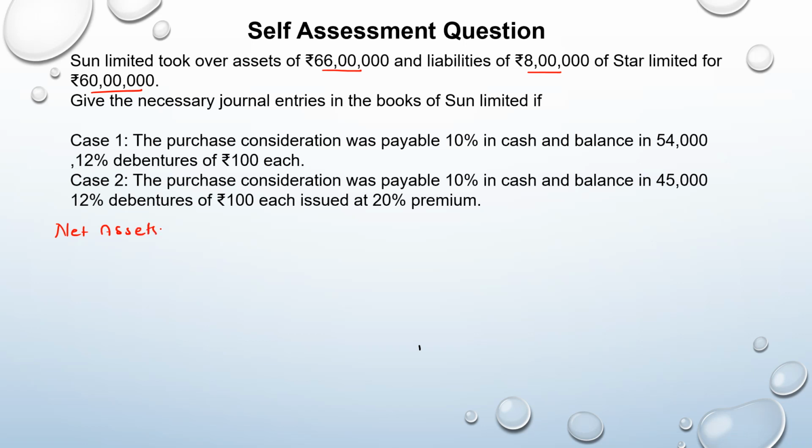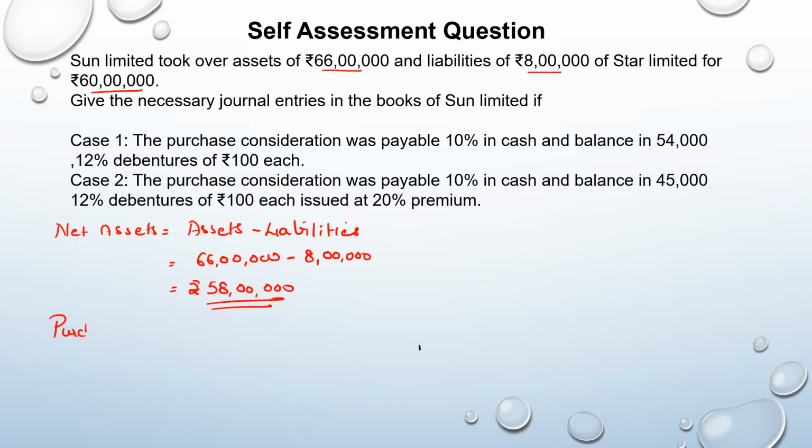The net assets is the sundry assets that have been taken over minus the liabilities which have been taken over. So here it is 66 lakhs minus 8 lakhs. That would give you net assets of 58 lakhs. The purchase consideration was 60 lakh. So you compare the purchase consideration with the net asset of 58 lakhs.